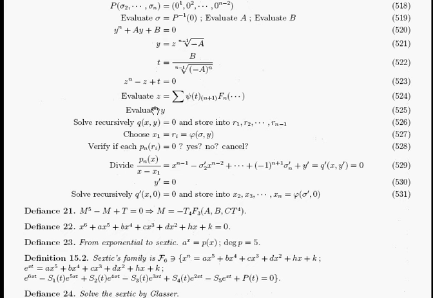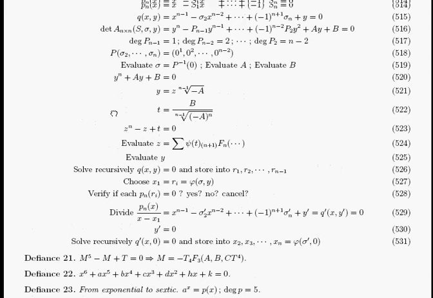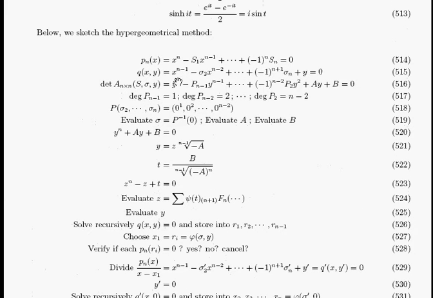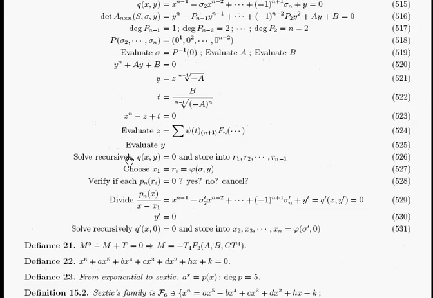After evaluating z, you evaluate y. y is z multiplied by minus a, raised to 1 over n minus 1. Solve recursively q of x, y equals to 0, remembering q is one degree less than n. Store the n minus 1 roots into R. Choose x1. One of these Ri is a function of the sigmas and y.